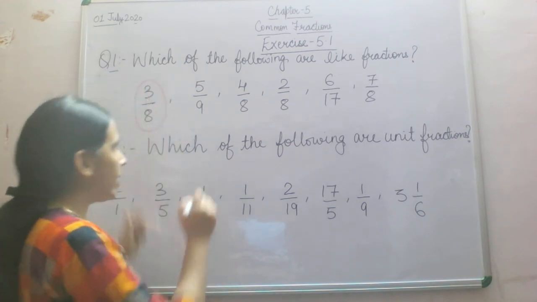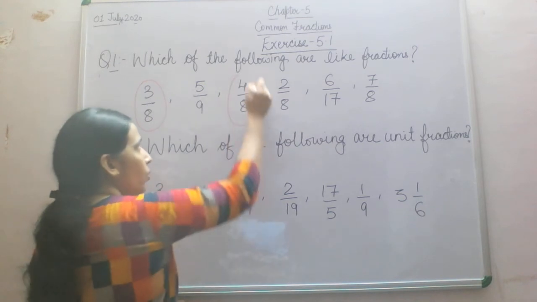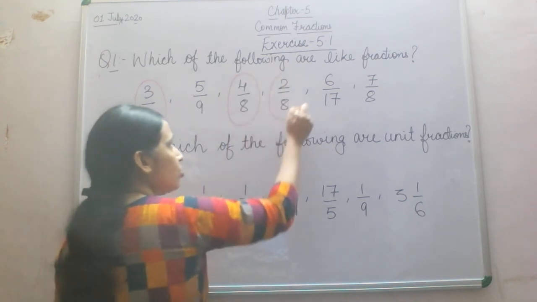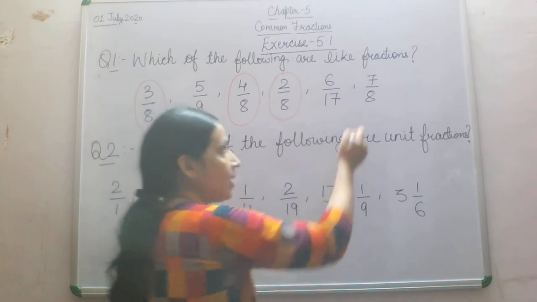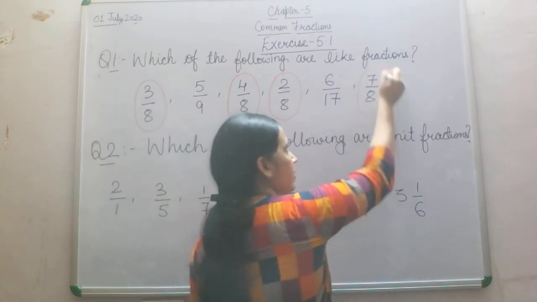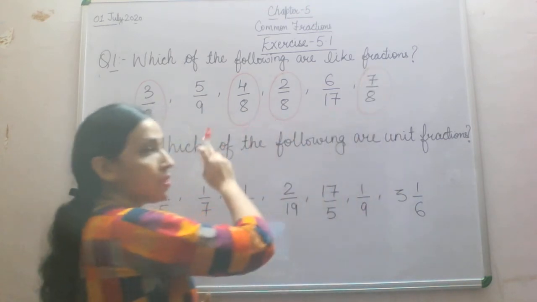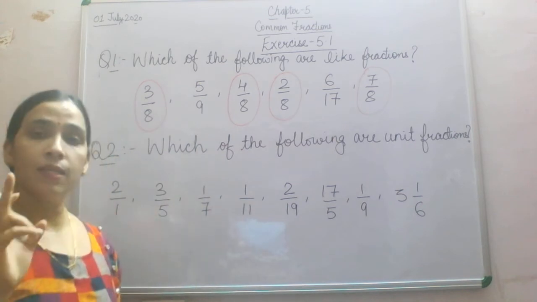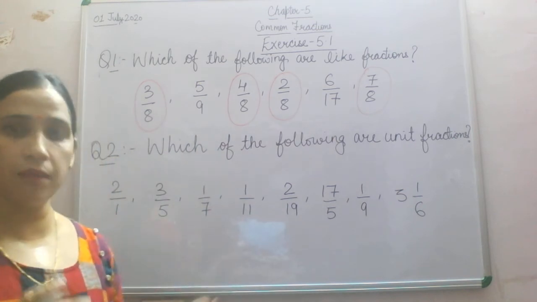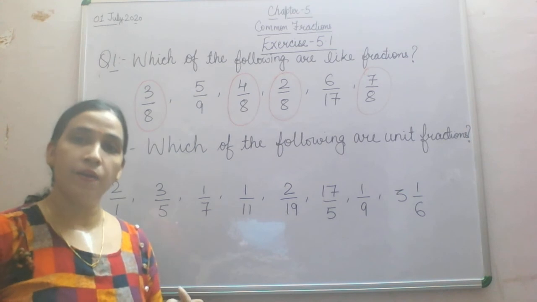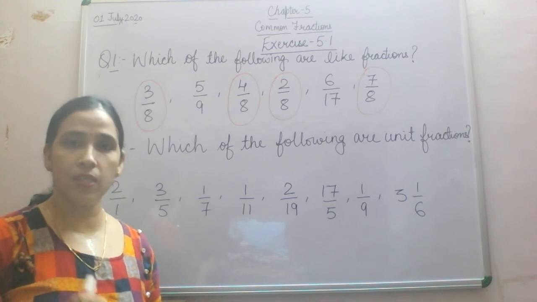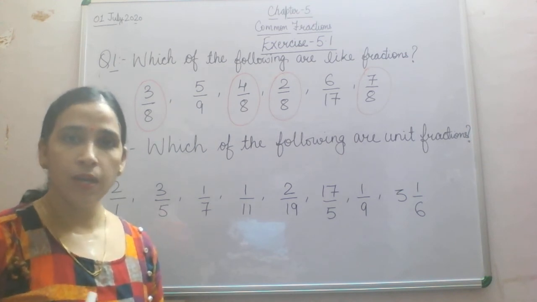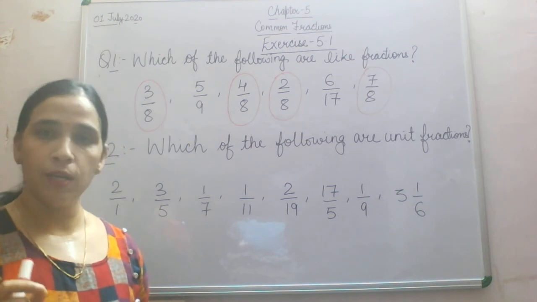Now 3 by 8, 4 by 8, 2 by 8 and the last, that is 7 by 8, these numbers are having the same denominators. So these numbers are called like fractions. I hope like fraction is clear to you all. Now we'll come to question number 2.